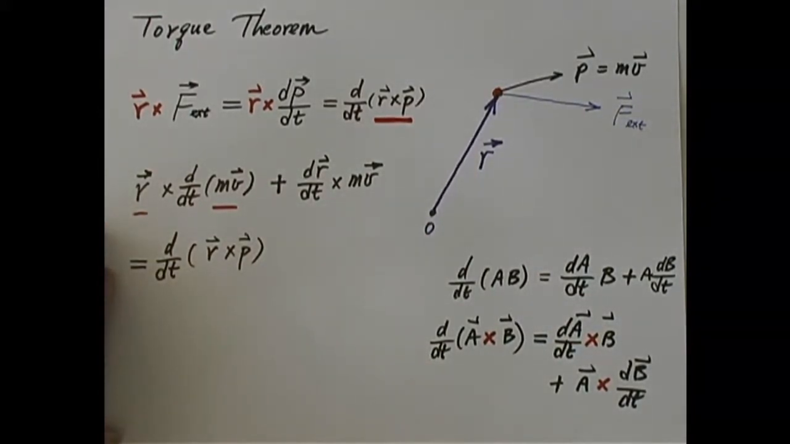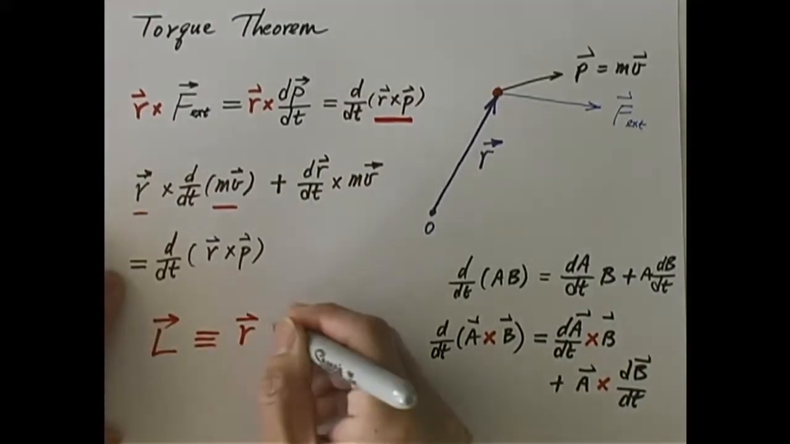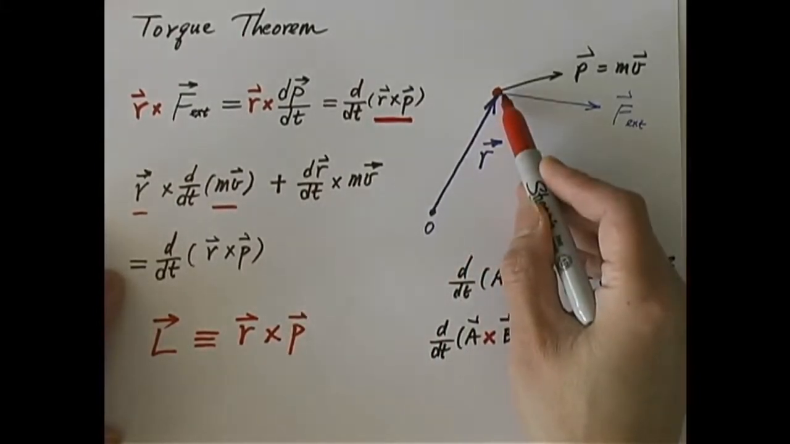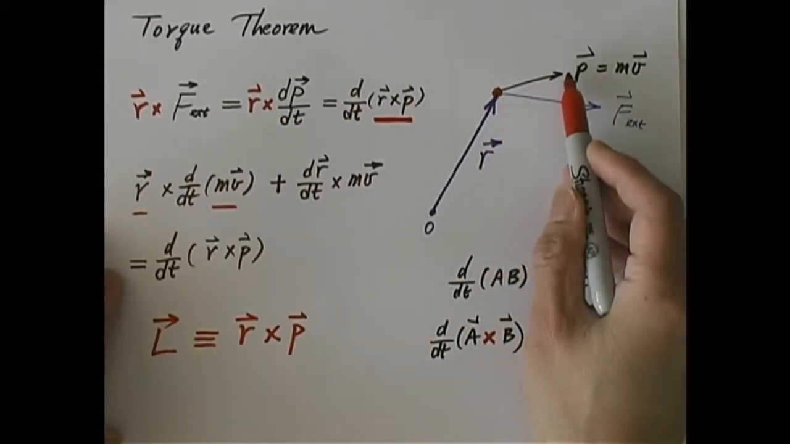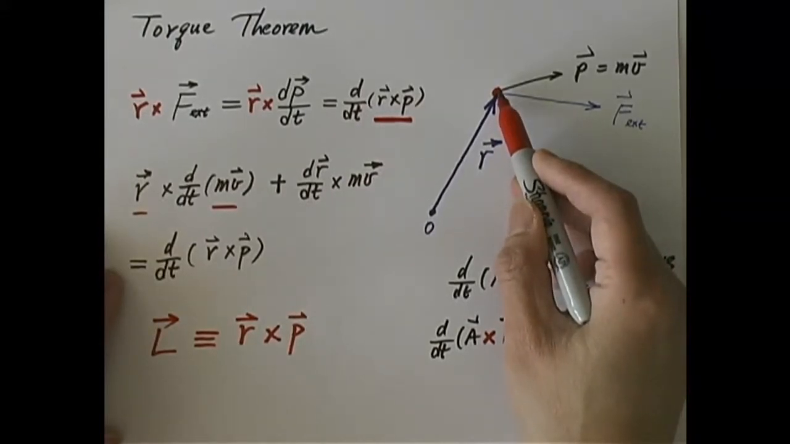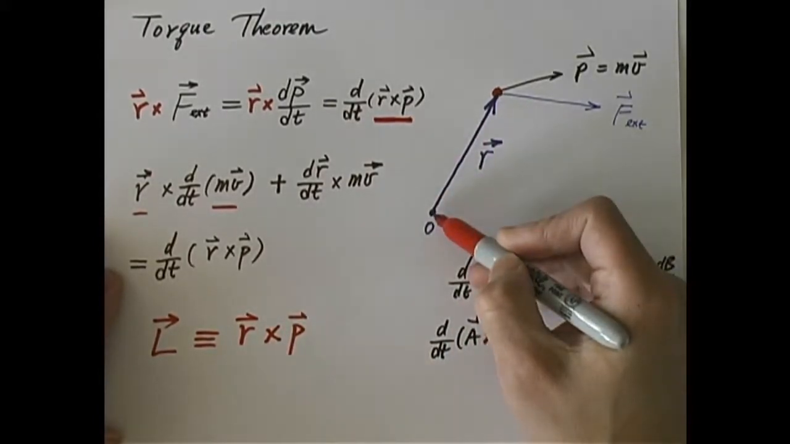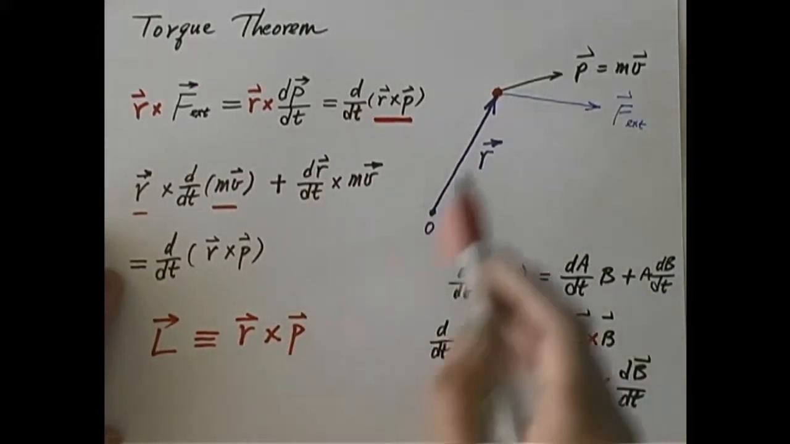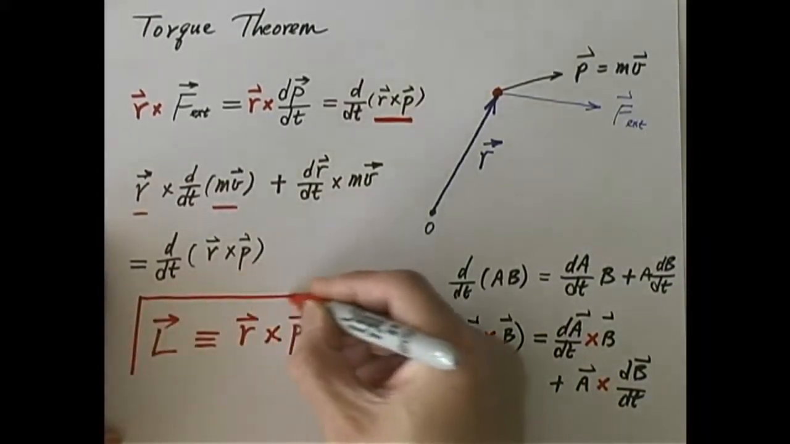Okay? In fact, let me then define a quantity called L. It is defined as r cross p. That is the angular momentum of a single point mass with linear momentum p. And the position vector of that particle is r, measured from the observation point to that point of interest. Then the angular momentum of that object, measured from here, is equal to r cross p. That is for a single point mass.